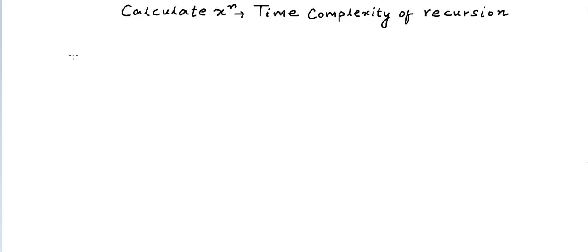In this lesson, we will try to analyze time complexity of recursion to calculate x to the power n. In a previous lesson, we had seen two different recursive approaches to calculate x to the power n. We will try to reduce time complexity for both of them mathematically. Now, the first approach that we had seen was this.